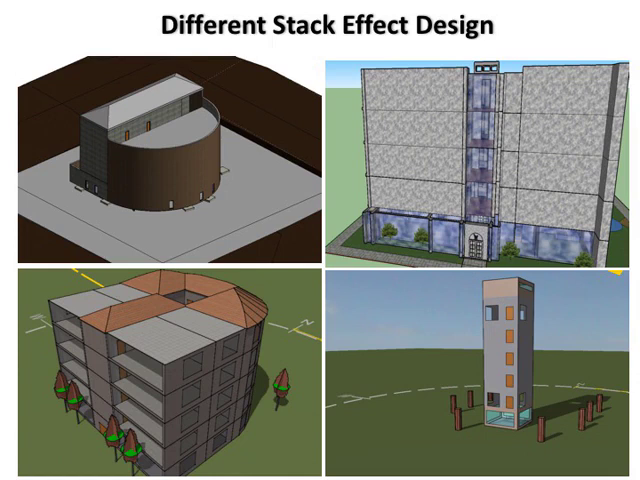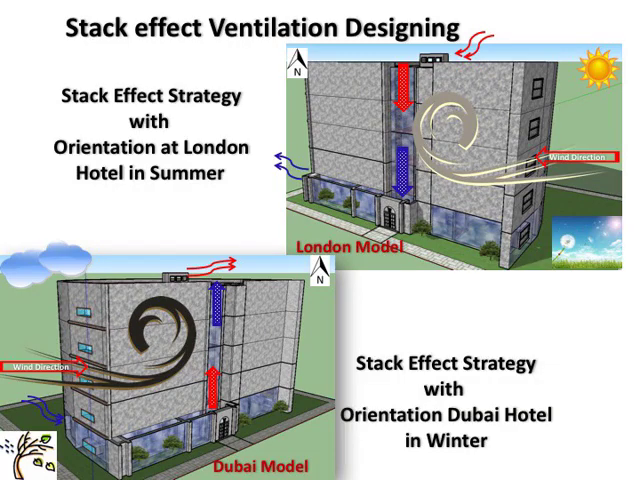These are some forms of stack effect design considered. The right image describes how the strategy is used in the London model in summer, which shows that hot air enters the upper stack towards the upper lounge room from the shaft and then goes down to the lower room, until colder air, which is heavier, leaves the building from lower-level windows. The opposite ventilation and stack effect was designed for the Dubai case study, especially in the winter season, described in the left image.